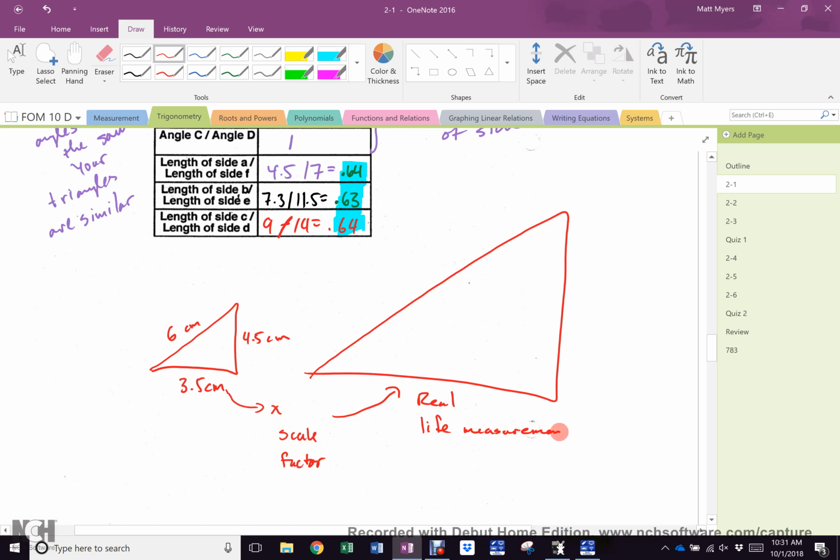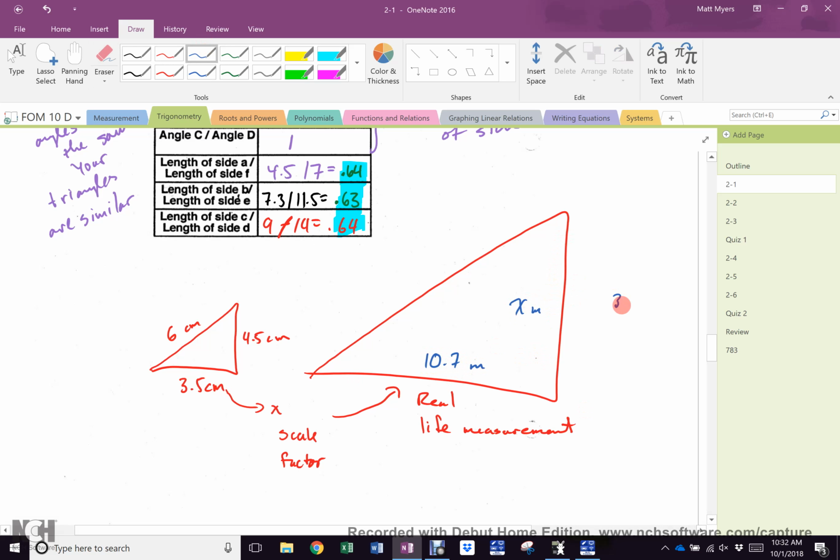Now, all of you should have seen something like this in the 9th grade. Maybe you saw it this way. Maybe your teacher said this was 10.7 meters and this was X meters, and they wanted to know how long this side was.